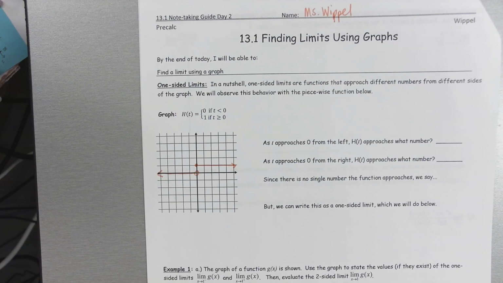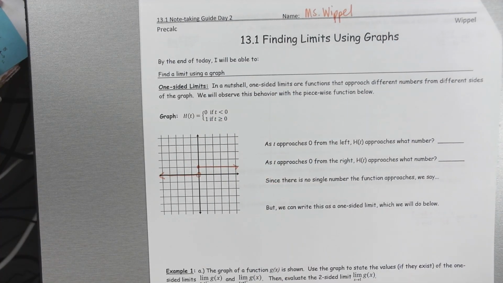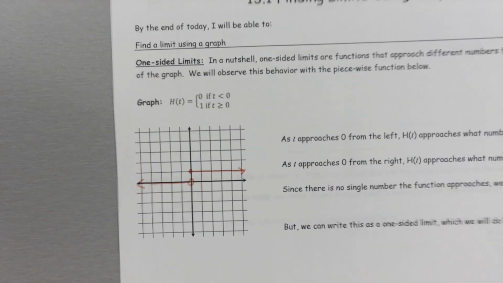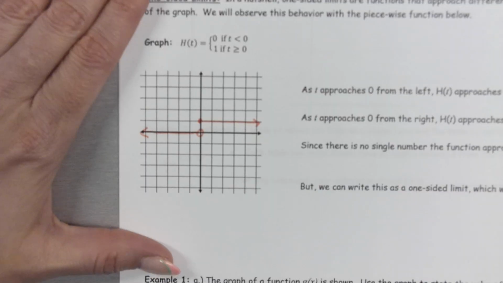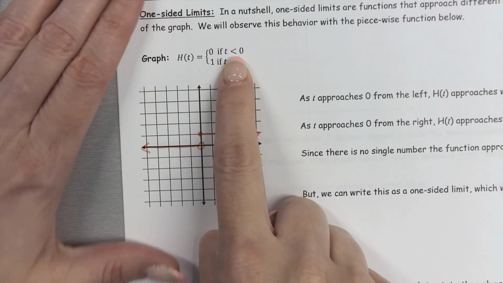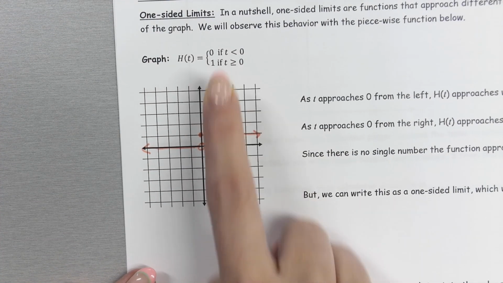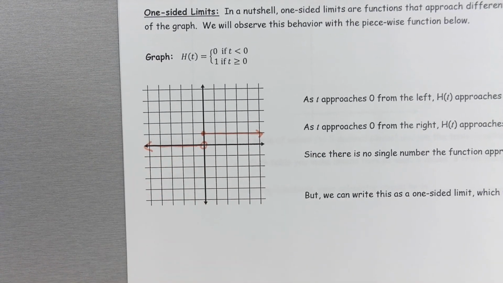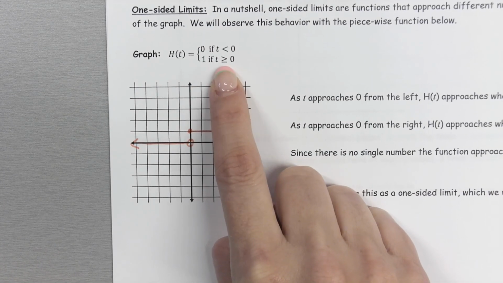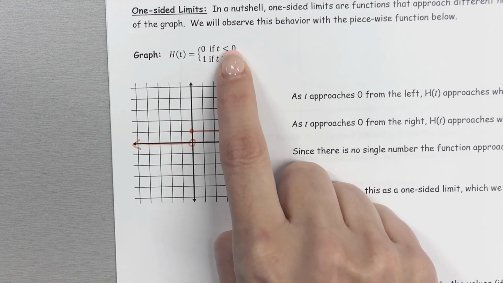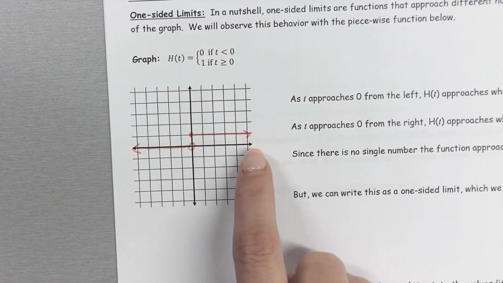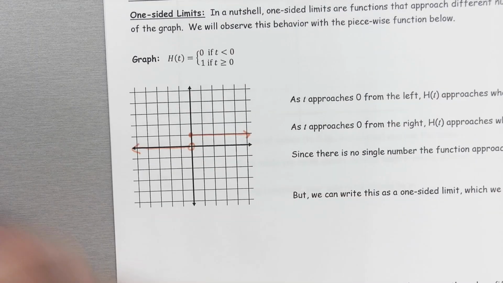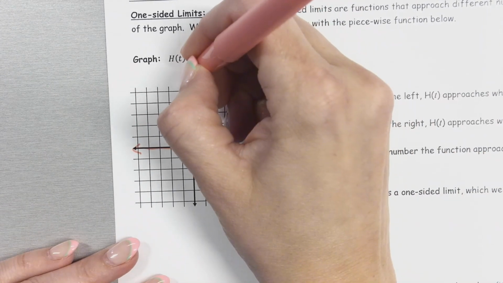And we're going to observe this with the piecewise function below. Okay, so I asked you guys to graph this. So you graphed 0 if t was less than 0. So remember, if it's less than, you have an open circle, and then it's going to be going to the left at y equals 0. Okay, and then for this one, it's equal to 1 if t is greater than or equal to 0. So remember, the t in this case is your input. Okay, so this is your t, this is your h of t.